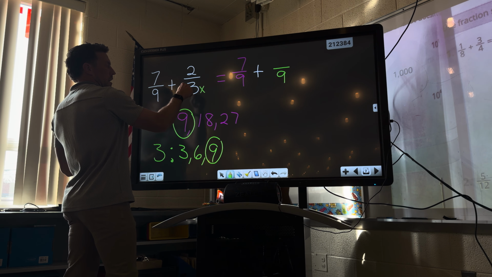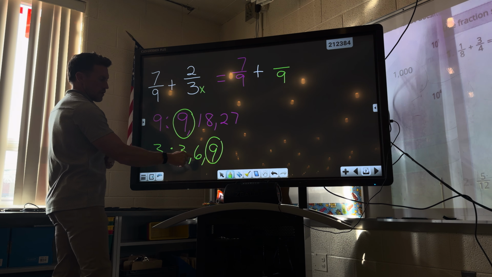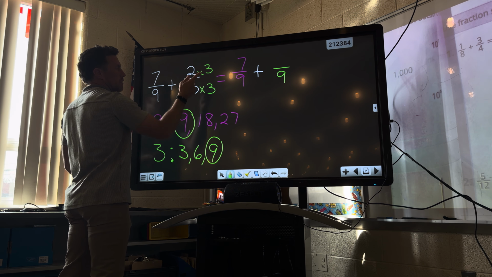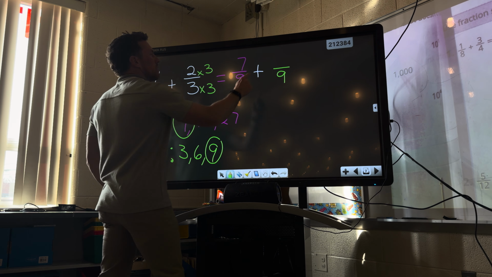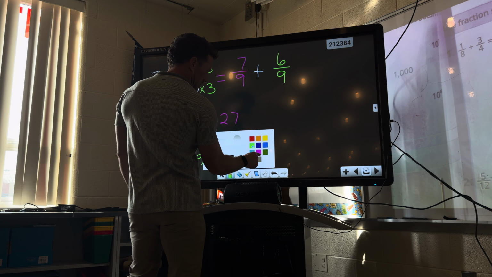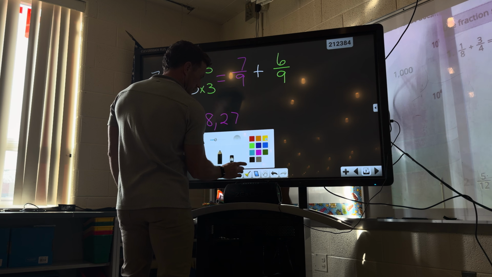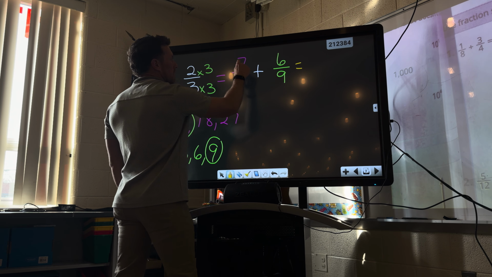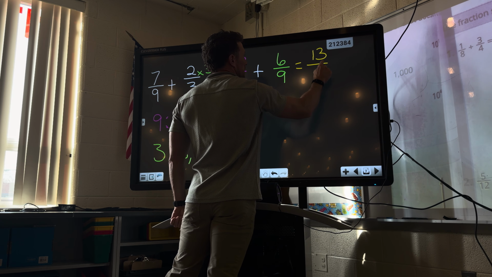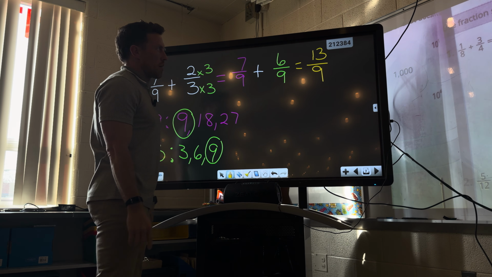What do I need to multiply 3 by to get to 9? 1, 2, 3. So 3 times 3 equals 9. Whatever I do on the bottom, I do on the top. So 2 times 3 is 6. And so now we would have an answer of 7/9 plus 6/9 would be 13/9. And again, we get another improper.